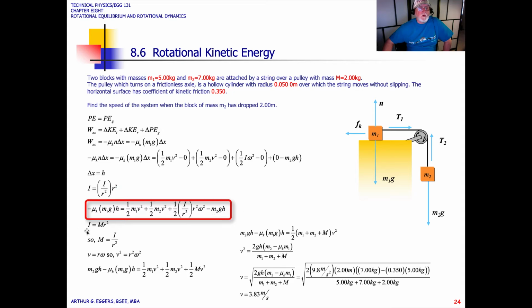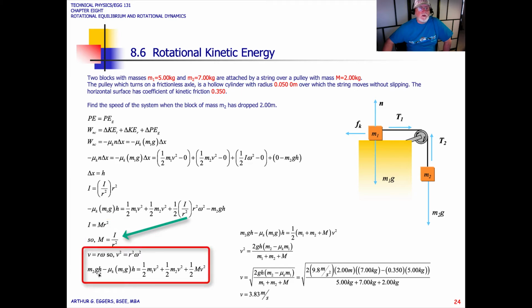Okay, so we're going to use the relationship. Again, I is equal to mass times the radius squared for the pulley. So m in this case is going to equal I over r squared. So the velocity is equal to the rotational velocity r omega, so that v squared equals r squared omega squared, which becomes a value that we can use for substitution.